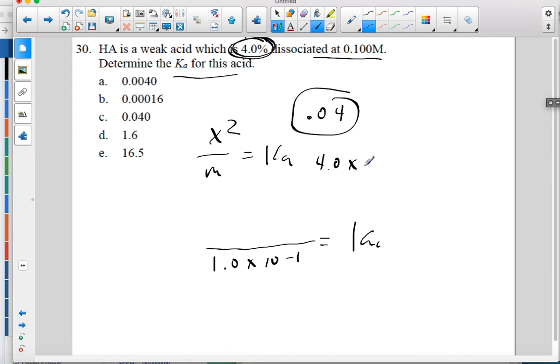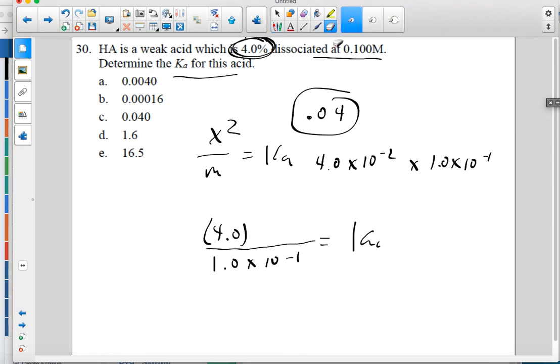So I'm going to go 4.0 times 10 to the negative second. And then I'm going to multiply that times the molarity, which is 1.0 times 10 to the negative first. So 4 times 1, I'm going to get 4 up here, 4.0. Add the two exponents together. It's going to be 4.0 times 10 to the negative third. Then I've got to square that, because it's x squared.